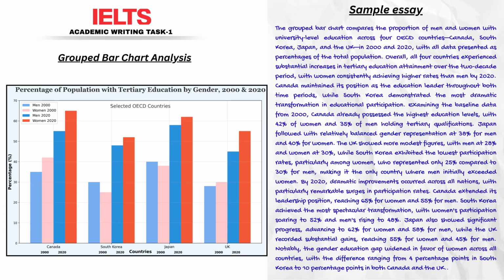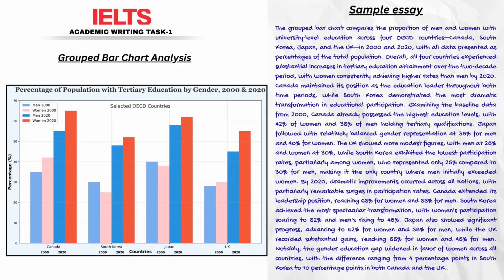Look at the language in paragraph 3. It begins with examining the baseline data from 2000, a wonderful linking phrase. It describes Canada as having the highest education levels, with specific figures, and notes that women already surpassed men in Canada. The phrase, relatively modest gender gaps, is sophisticated comparative language that shows analytical thinking.